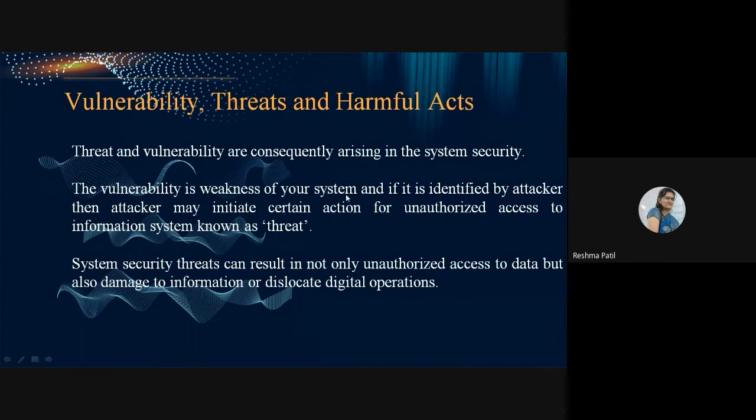Vulnerability is a weakness of your system, and if it is identified by the attacker, then the attacker may initiate certain action for unauthorized access. Suppose your vulnerability is leaked, that can be leaked by anyone. Another way is they will try to check your system continuously by monitoring your network, or disgruntled employees will be there. They are not happy with the organization. They can leak the system weaknesses to another person. So because of that, an attacker can attack your system. That is also one weakness, the disgruntled employee.